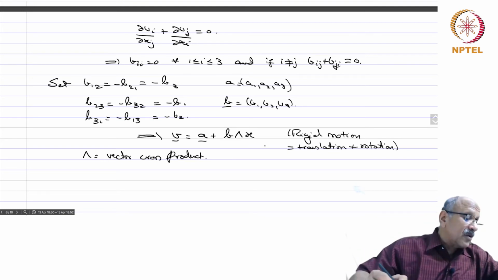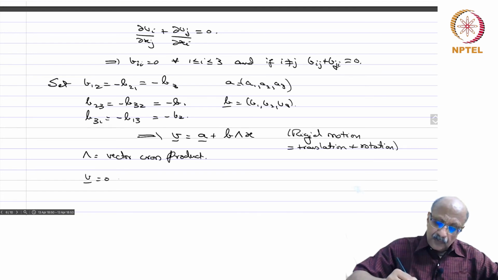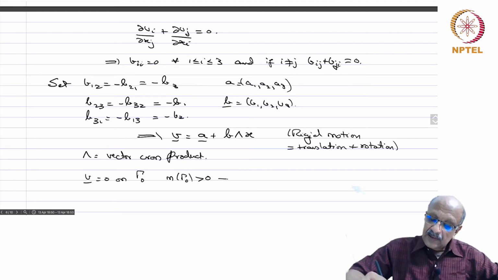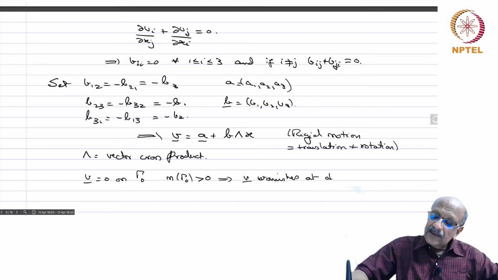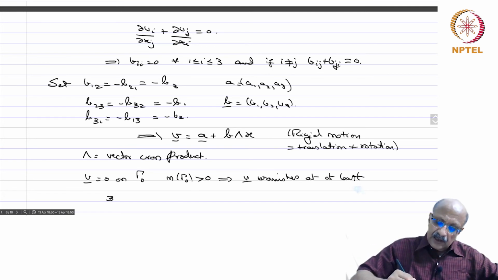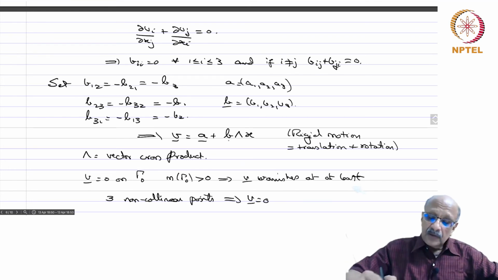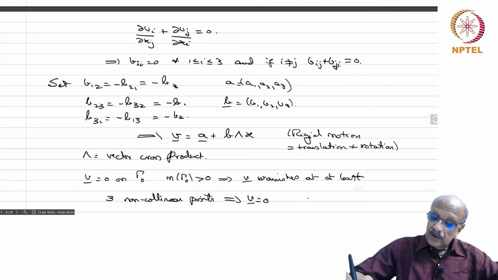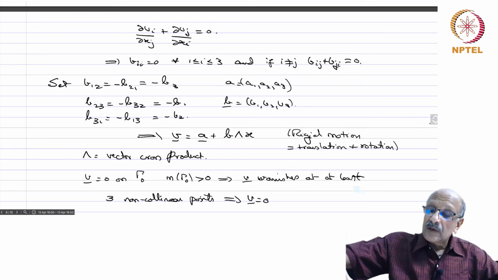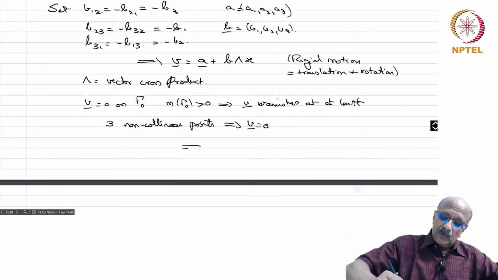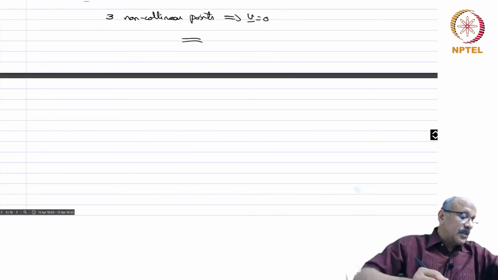So v equals a plus b cross x, and now v equals 0 on gamma naught. The measure of gamma naught is strictly positive, and this implies that v vanishes at at least 3 non-collinear points, and that will imply that v equals 0. If you put this equal to 0 at 3 non-collinear points, then v equals 0. That is just some linear algebra which you can check. Okay, so now that we have this lemma, we can state the following theorem.